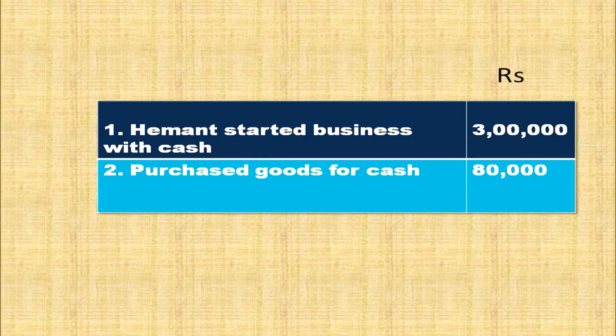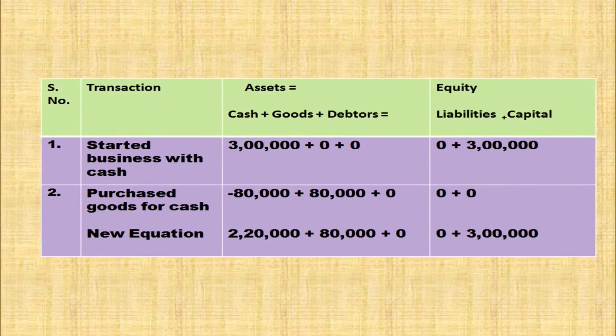First transaction, Hemant started business with cash rupees 3 lakh. Second transaction, purchase goods for cash rupees 80,000. So when business is started, cash increases and capital also increases. So in the cash column I have included 3 lakh and capital 3 lakh. Cash will come under assets. So in assets I have included the cash column; cash increases and capital increases.